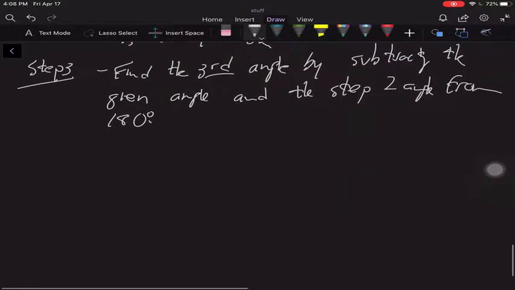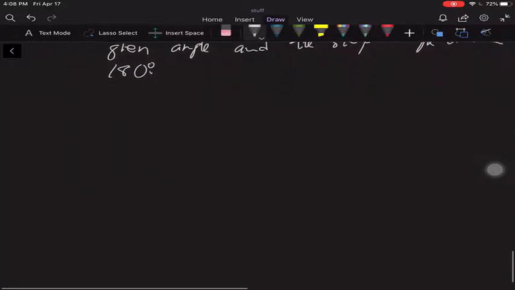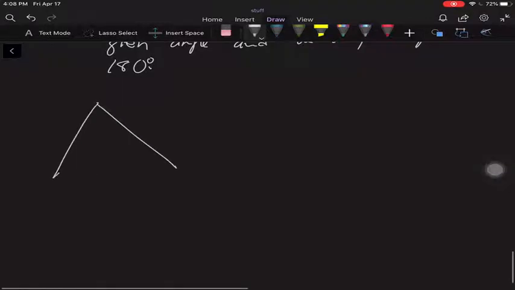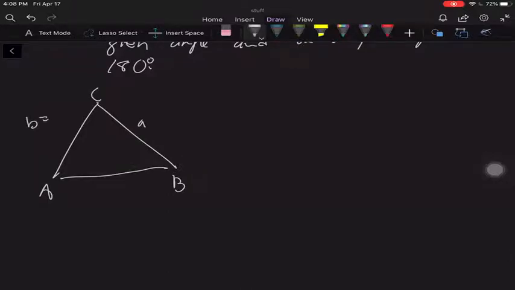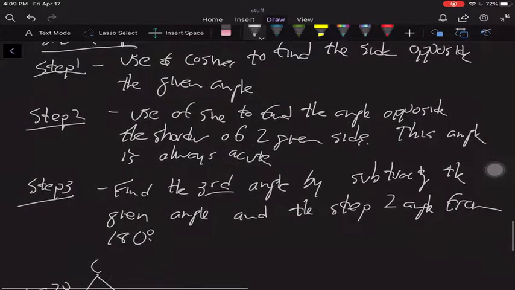So let's take a look at an example here. Here we have a SAS triangle. As you can see, we have side b, we have angle A, we have side c. So step one, if you remember, is to use the law of cosines to find the side opposite the given angle.